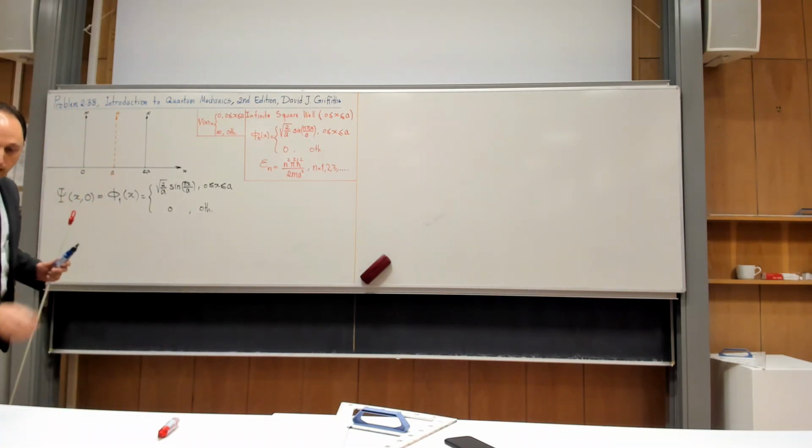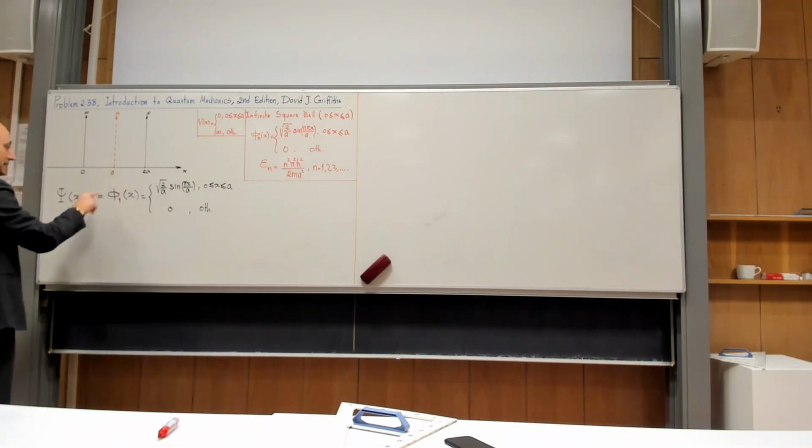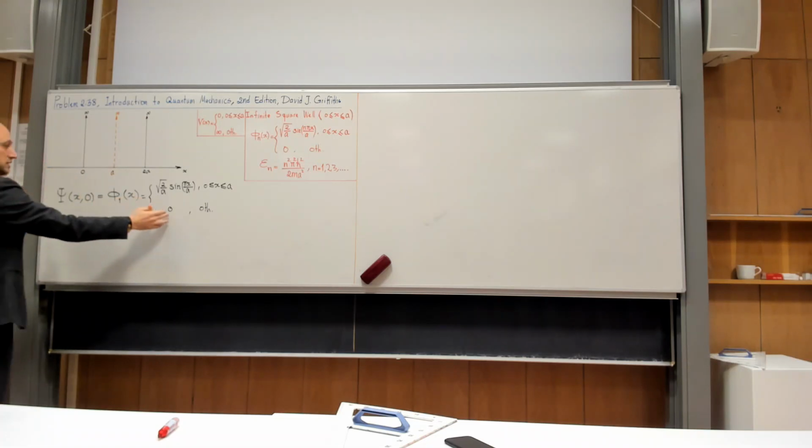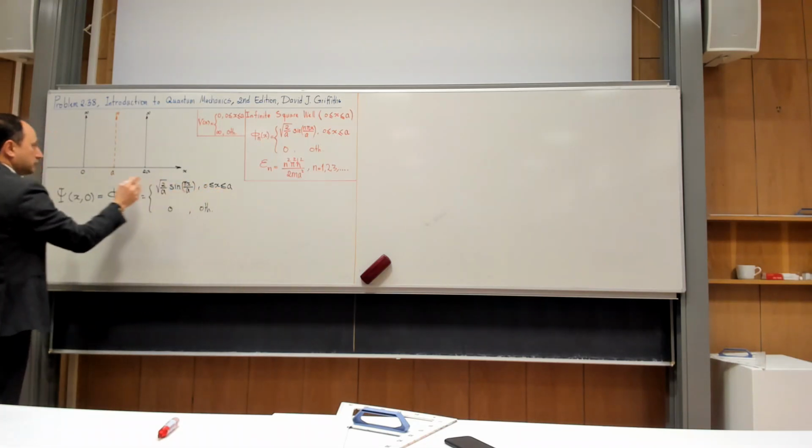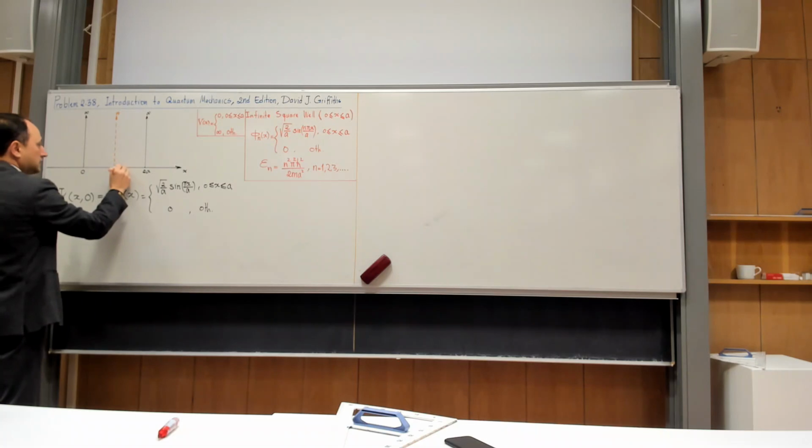Let me draw a picture for you here. What happens is that initially my wave function is this. If I want to draw it, it is 0 if I am beyond this interval, so here this is 0.